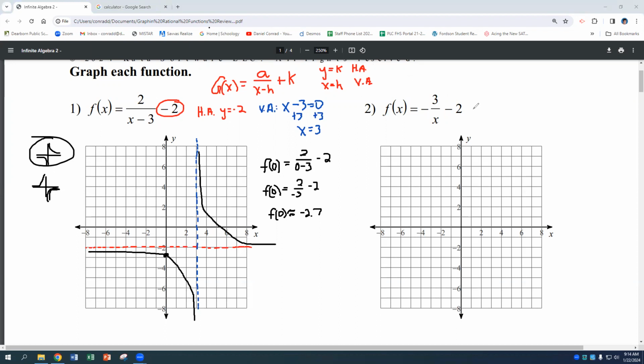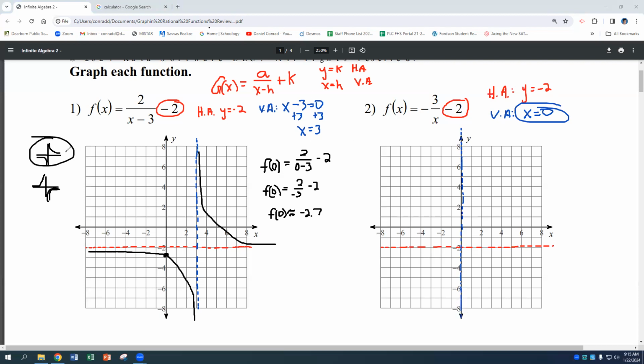All right, on number 2, my horizontal asymptote again is y equals -2. So I'm going to put a dashed line again at -2. Okay, vertical asymptote. Set my denominator equal to 0. So I'm going to do x equals 0, and it looks like there's nothing to solve. X equals 0 is my vertical asymptote. So at x equals 0, I'm going to put a dashed line. It's hard to do on yours because there's already a line there, but there's my vertical asymptote.